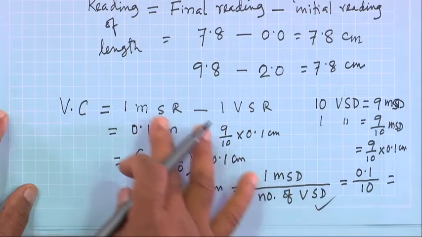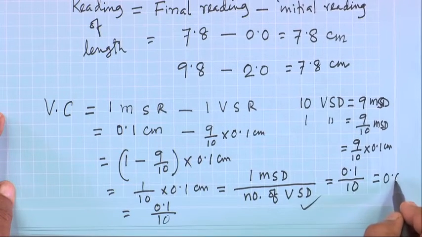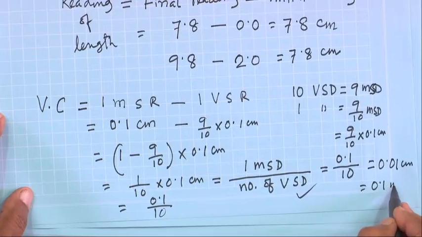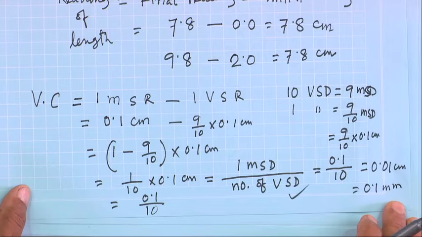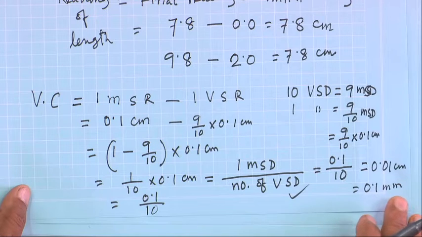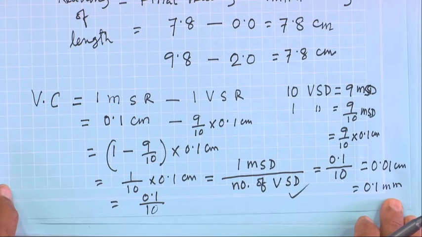So this has come from the basic definition of the vernier constant, and in this instrument the vernier constant is 0.01 centimeter. That means it is 0.1 millimeter, right. In the meter scale the least count was 1 millimeter, and in this vernier scale it is 0.1 millimeter. So the least count is one order of magnitude, 10 times, better in this vernier slide calipers than in the meter scale. That is why, for accurate measurement, people use the slide calipers wherever possible.